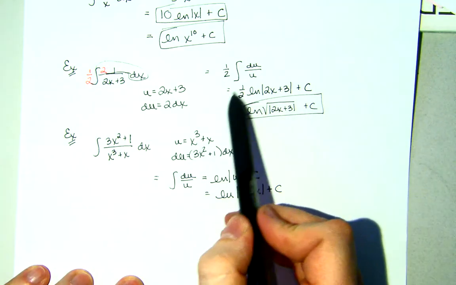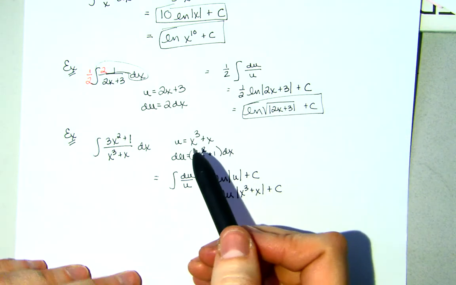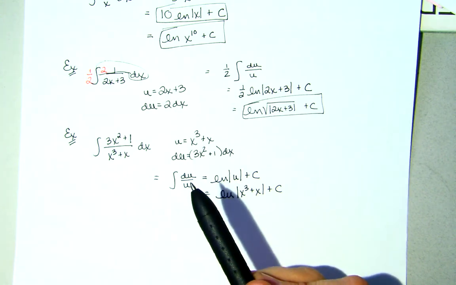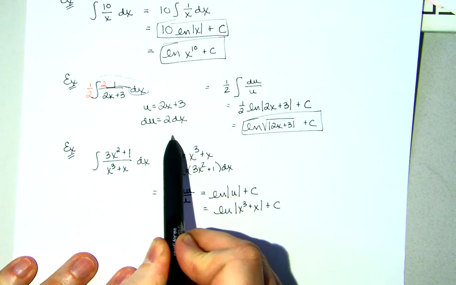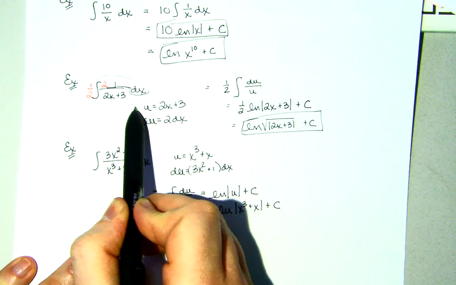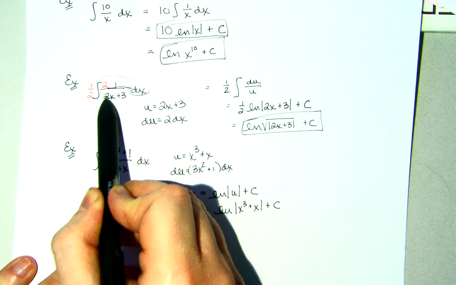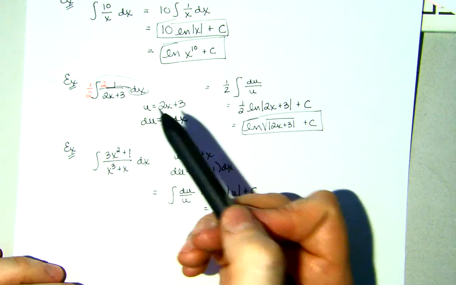Is your issue with that 1/2? Yeah, I get how you found the u and du, but I don't know why it exists. Okay, because my du is 2 dx, which means I need inside my problem not just dx, but 2 dx. So I had to stick the 2 inside. So I had to cancel it out with my 1/2 outside. Just like the last chapter.